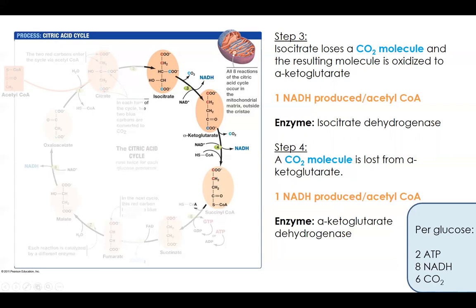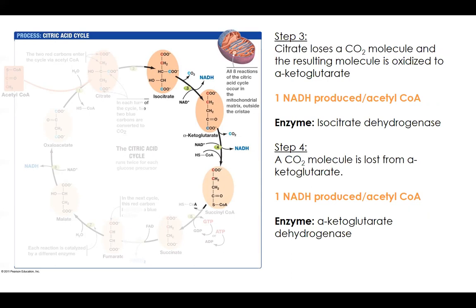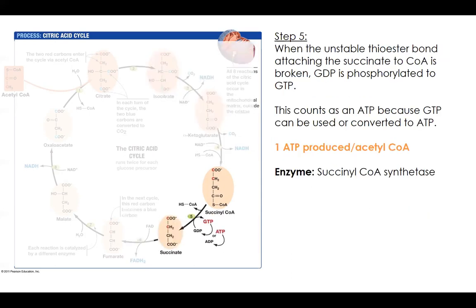So you can see we've oxidized these carbons. We're really getting towards the end where we're just going to be collecting those last bits of redox potential, and we're then going to be regenerating our oxaloacetate. We're actually already halfway through this cycle as there are only 8 steps. Step 5 is neat. Take a look at what happens here.